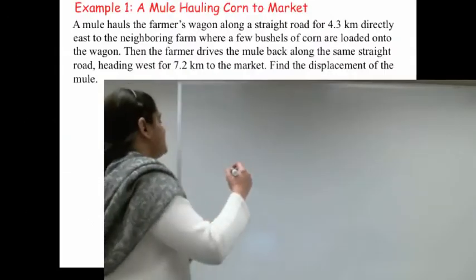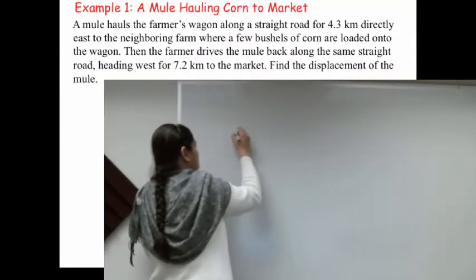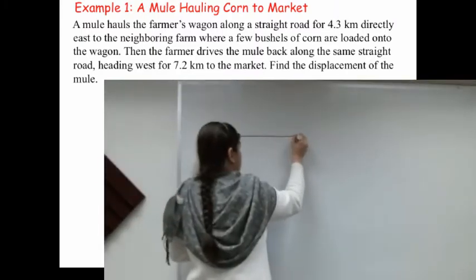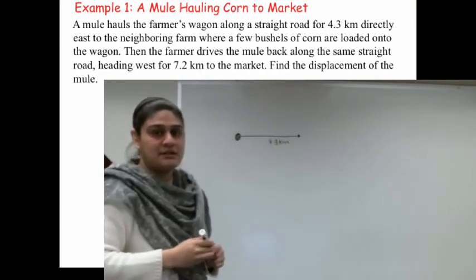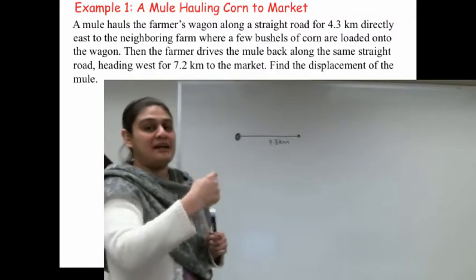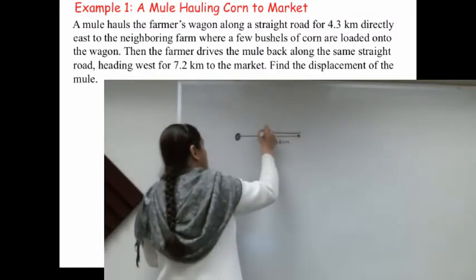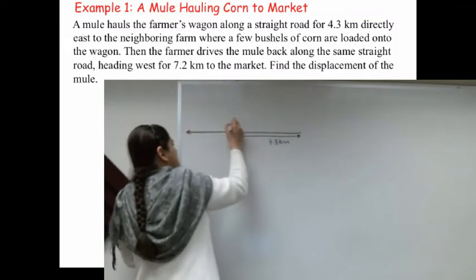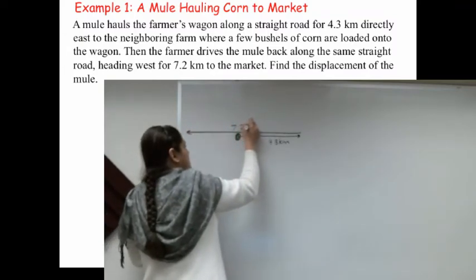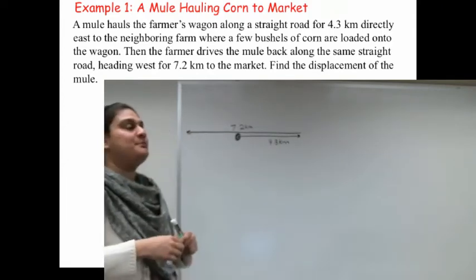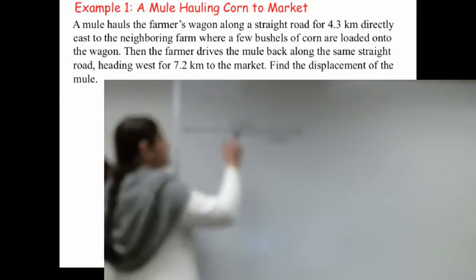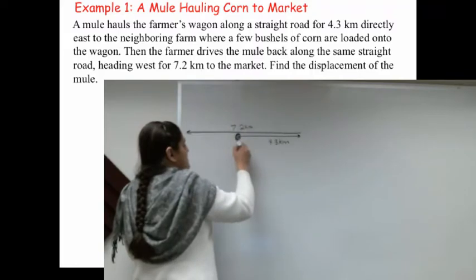Okay. So for this problem, there is a mule. He starts from this point and he goes straight out this way, 4.3 kilometers, heading east, and then he comes back heading west all the way to the market, 7.2 kilometers. Okay, now there's multiple ways of doing this problem, but there is one way that will make our life a little bit easier, and what that would be is if I define my origin sort of to be here.